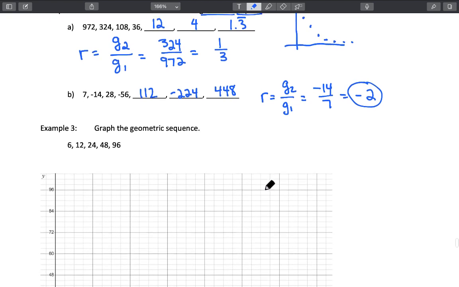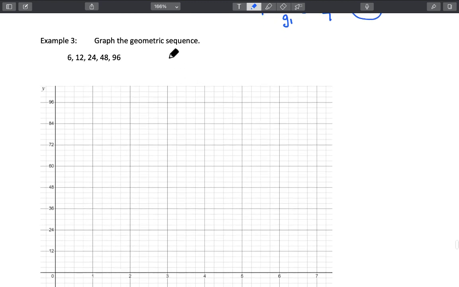When it comes to graphing a geometric sequence, remember all sequences are discrete. They're discrete because they're just plotted of the term values, and each one of those points is made up of the position number n and the value of that sequence at that position. So our first position here is 6, second is 12, third is 24, fourth is 48, and our fifth position is 96.